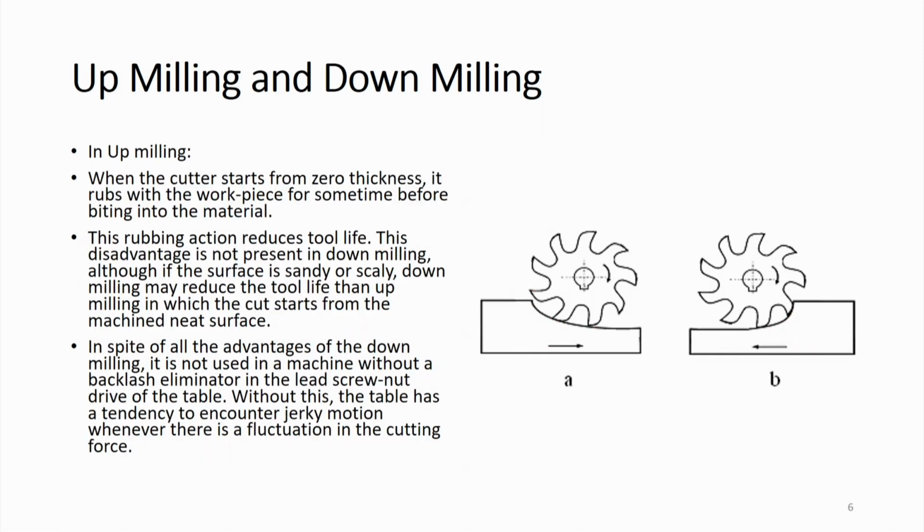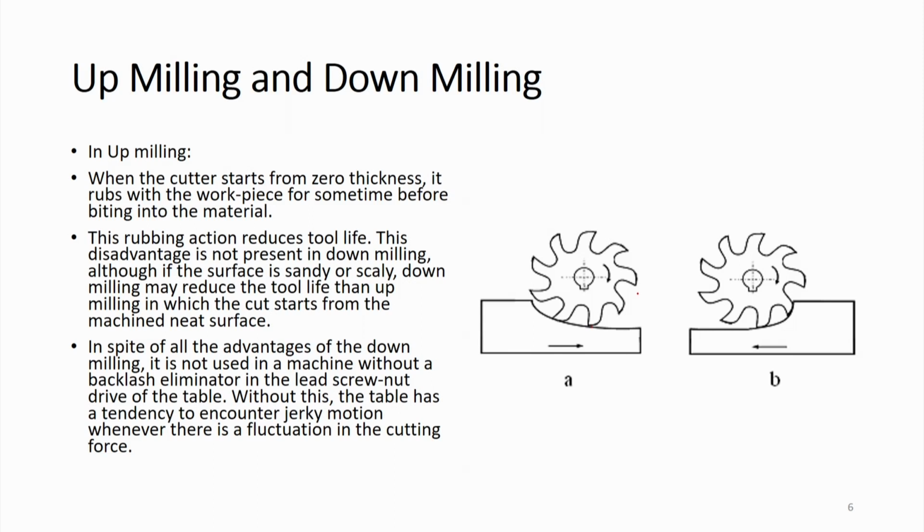In up milling, when the cutter starts from 0 thickness like here, it rubs with the workpiece for some time, because here there is hardly any depth of cut. It is just rubbing for some time before biting into the material. So, this rubbing action reduces the tool life.